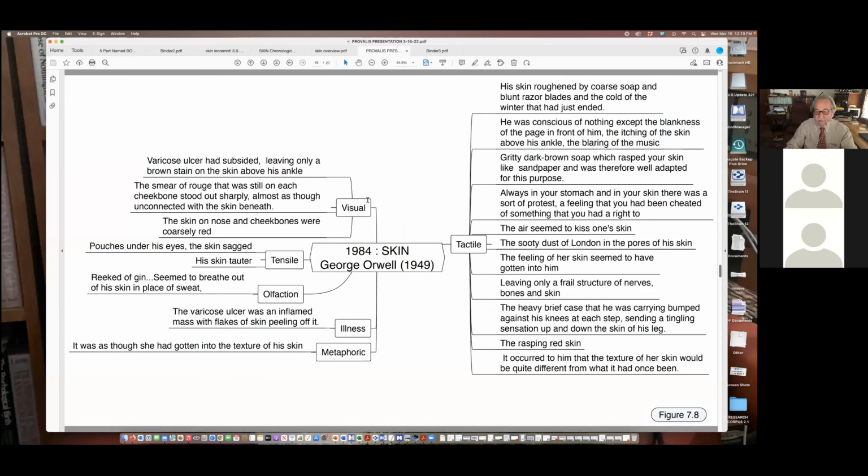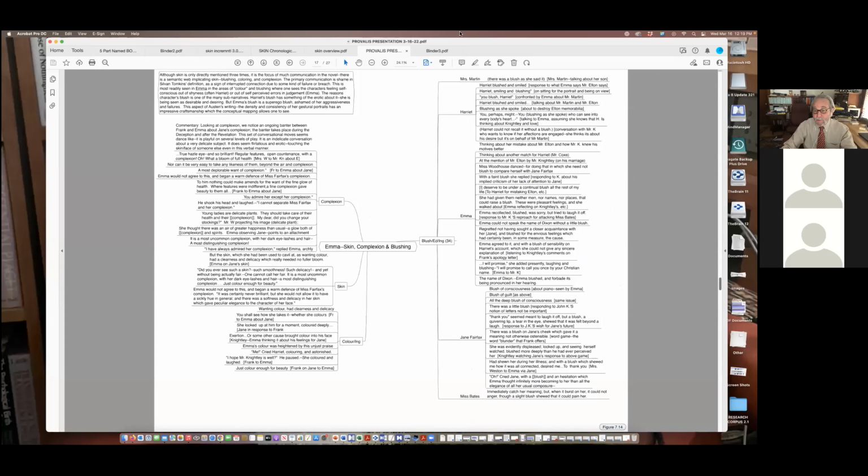Here's skin in George Orwell's novel. I don't know if you know or remember it, but his skin is roughened by coarse soap and blunt razor blades because of the situation that they live in, and he's got itching things on his ankle and so forth. And his skin in Emma, where blushing shows up many times for many characters, and the quality of the blush, that is to say, what people blush about, tells us a lot about their character.